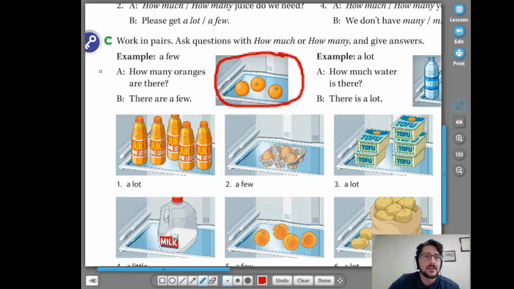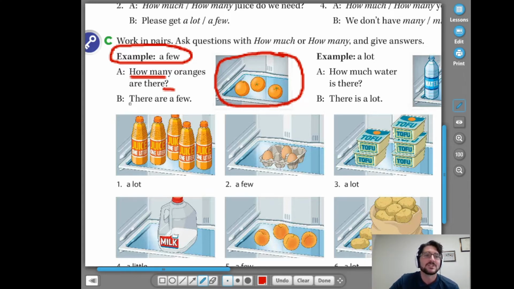We should first ask a question. 첫 번째, 질문 만들어야 돼요. We need to write a question. Oranges, right? How many oranges are there? So look at the picture and ask the question, how many oranges are there? And then we need to think of the answer. They give us the example here, a few. 그렇게 대답해도 되는데, you can answer, a few. But we need to use a 완벽한 문장, a perfect, complete sentence.